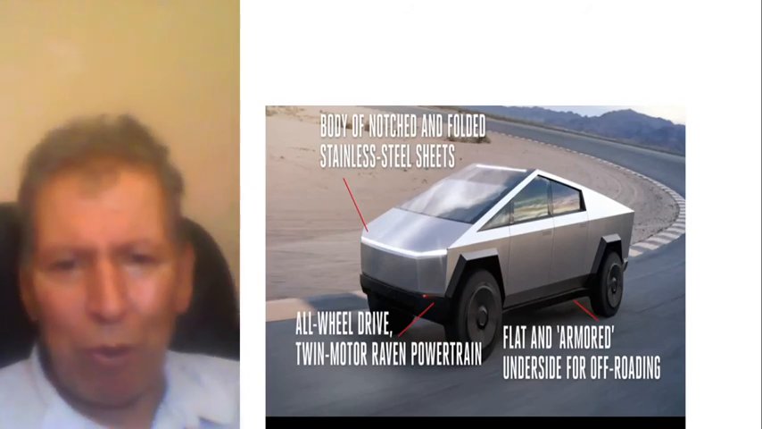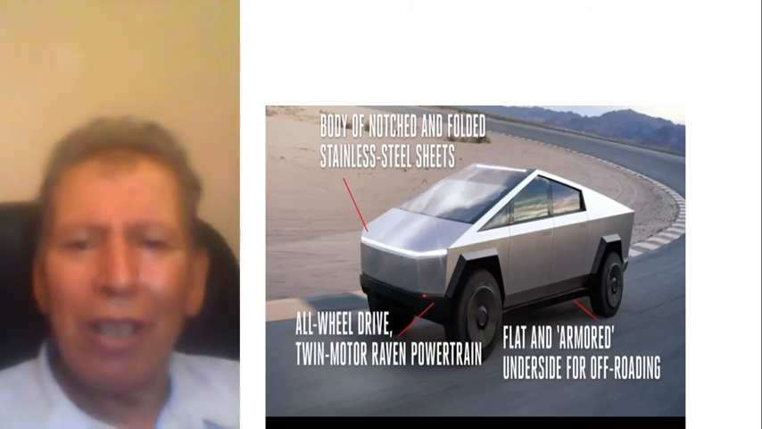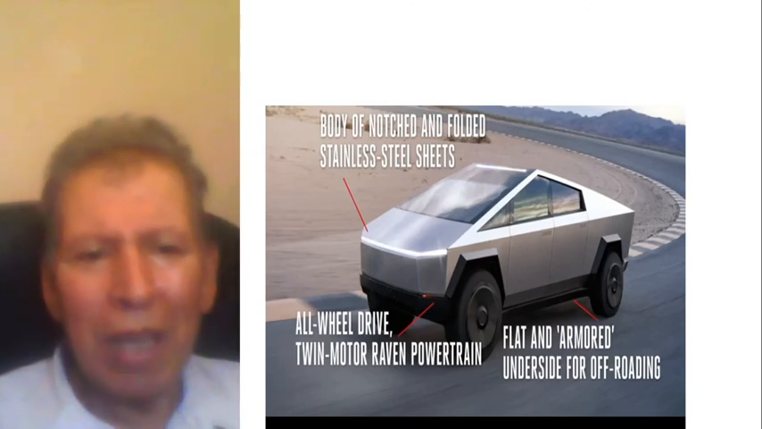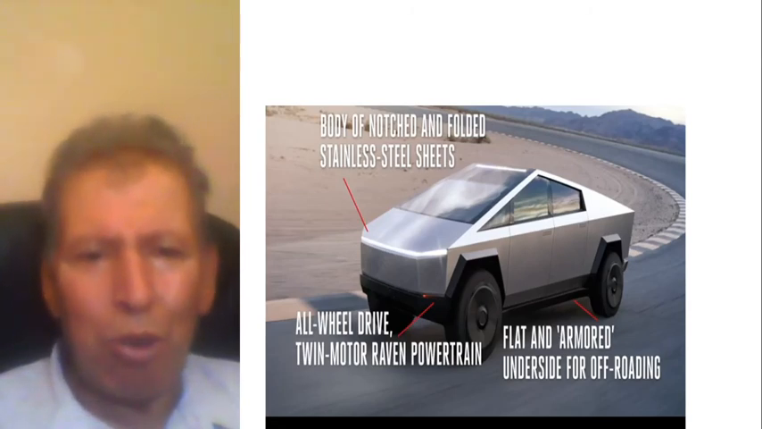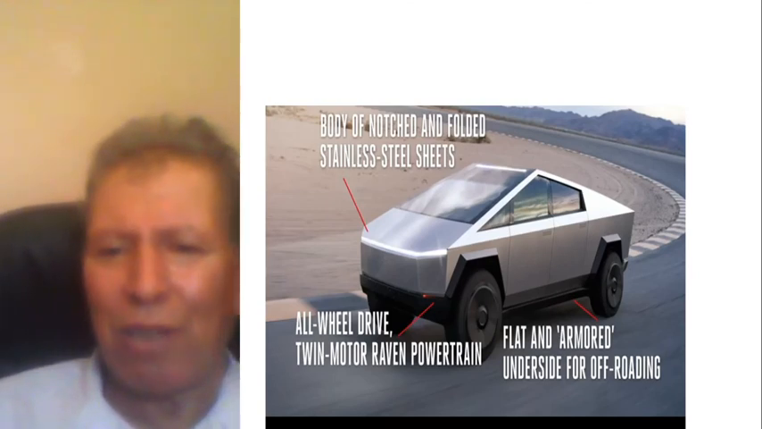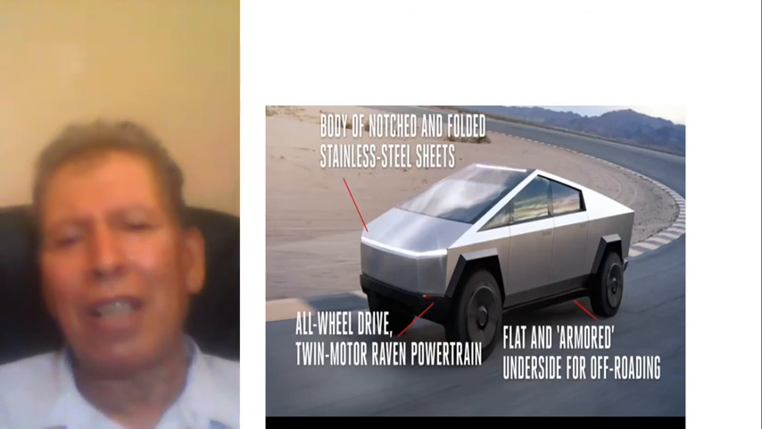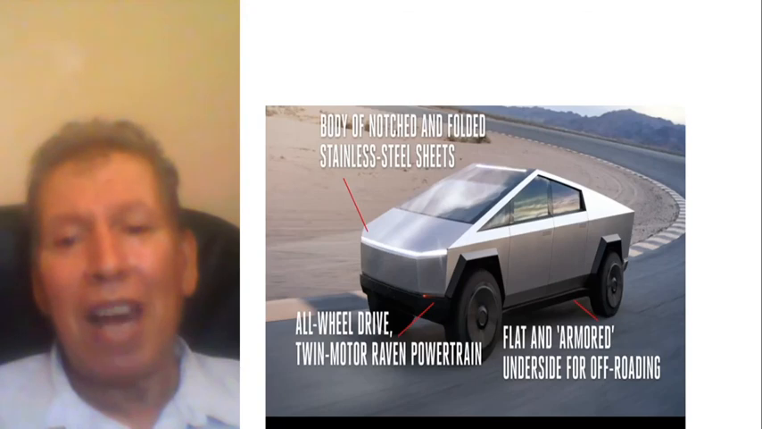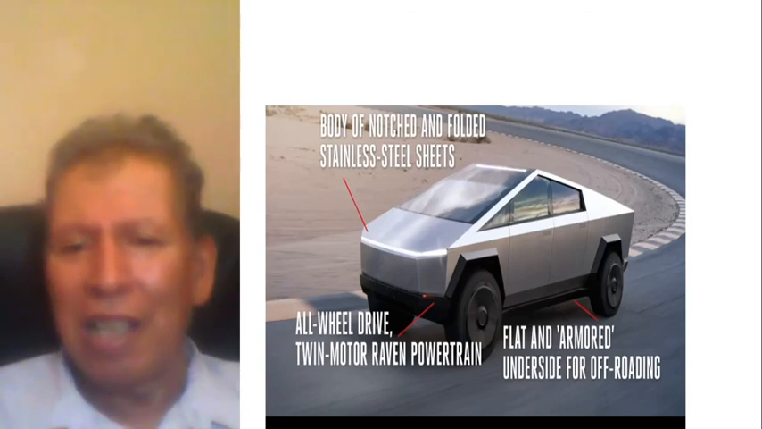All-wheel drive, so four-wheel drive. All of them are working. You will not be stuck in a desert or in a marsh. Twin motor Raven powertrain. So there are two motors. If one fails, the other one works. Flat and armored underside for off-roading. So the bottom of the car is armored. You can drive on stone, you can drive on rough terrain, no problem.